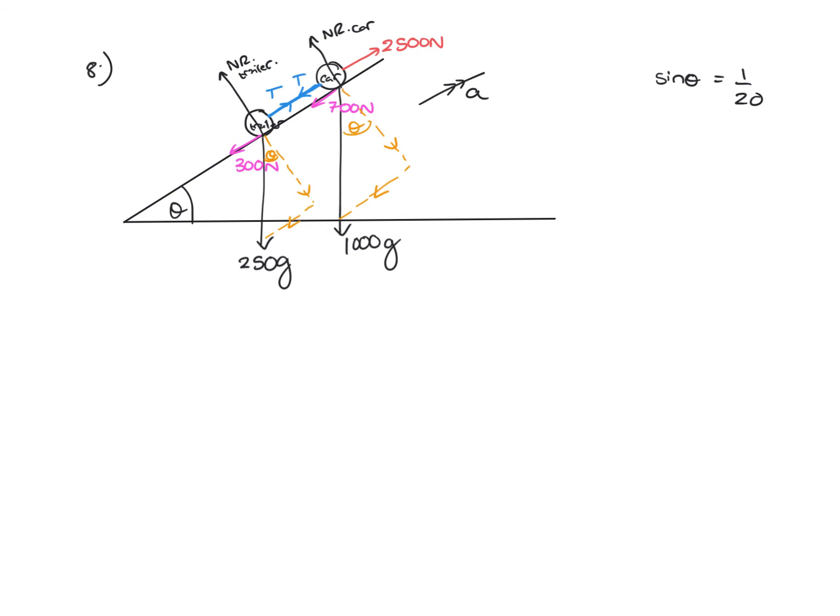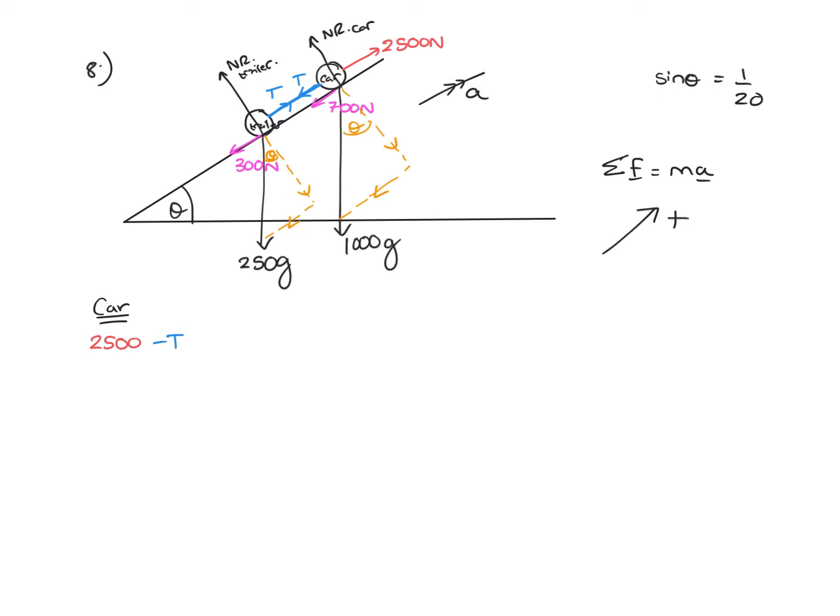So let's have a look at using F equals ma. We're going to take up the slope, parallel to the slope, as the positive direction, and we're going to look at the forces on the trailer and the forces on the car separately. Let's start with the car. So the car has 2,500 newtons in a positive direction. We have T going backwards in a negative direction.